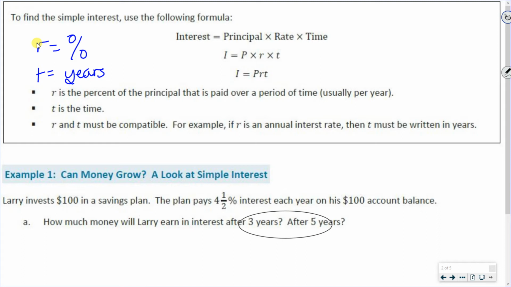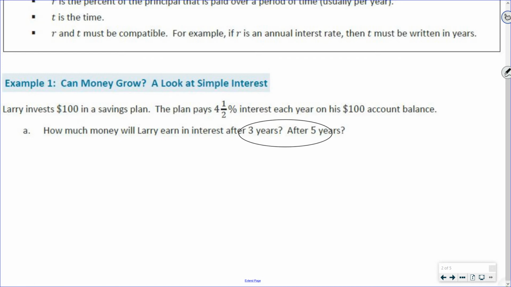All right, so example number 1. Larry invests $100 in a savings plan. The plan pays 4.5% each year on his $100 account balance. How much money will Larry earn in interest after 3 years and after 5 years? So this tells me that I'm looking at 2 different problems. I need to remember this because it's asking me after 3 years and after 5 years.